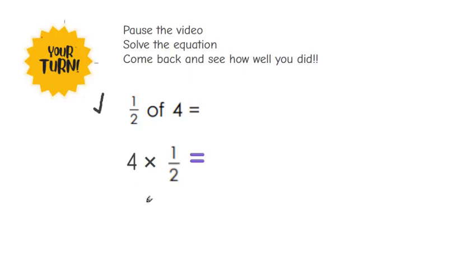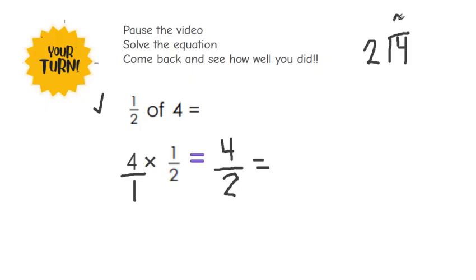So pause the video, solve the equation, and then come back. We are going to turn our whole number into a fraction, 4 over 1, and then multiply across. 4 times 1 is 4. 1 times 2 is 2. And then we're going to simplify. This is an improper fraction. It's the same as saying 4 divided by 2. And guess what? When you have 4 divided by 2, you get a whole number. It's not even a fraction. 4 divided by 2, 2 times 2 is 4. So actually, that is 2 wholes, and that is simplified.